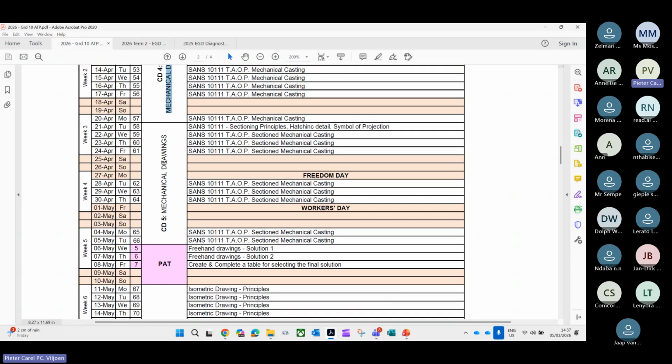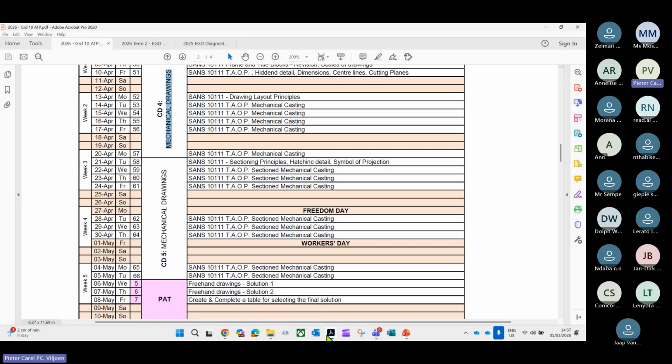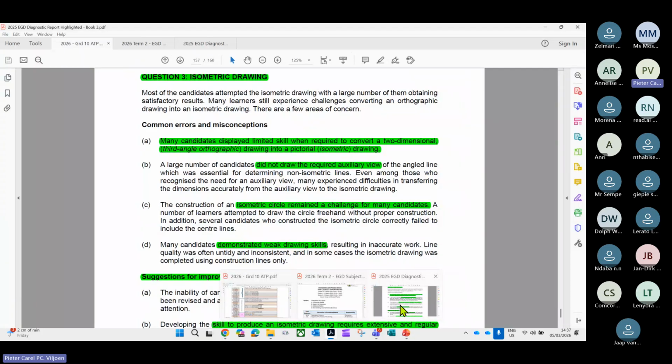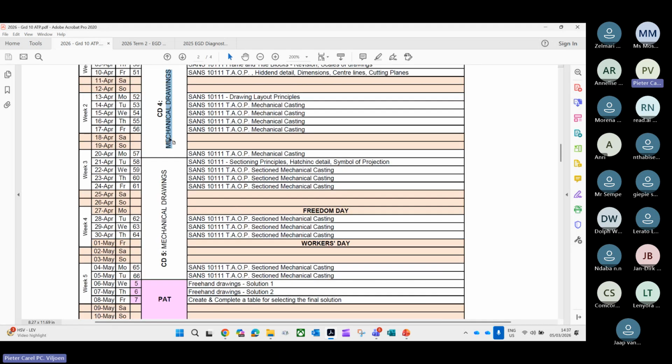And then mechanical analytical, the symbols that you can get there, dimensioning. Ladies and gentlemen, in a few moments, I will go through the report of the external moderator for DBE and what are the problems learners are experiencing in terms of grade 12 during the National Senior Certificate exam, where learners are still struggling and not being taught thoroughly.